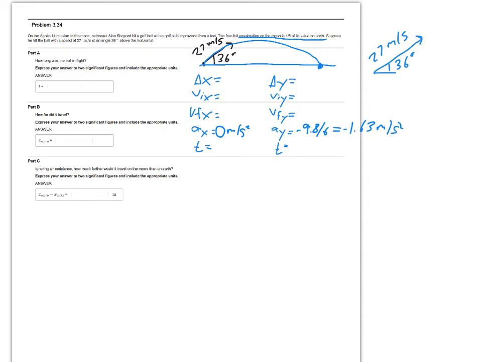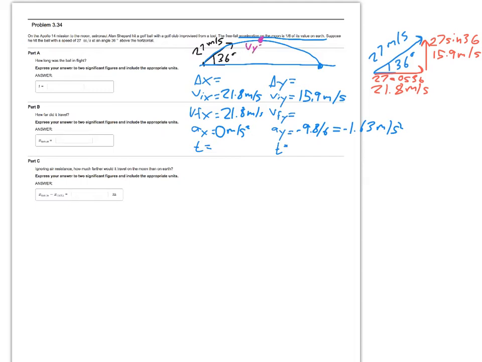I can go ahead and split that initial velocity, that 27 meters per second, up into its x and y components. So the x component is going to be 27 times cosine of 36, which gives me an answer of 21.8 meters per second. And my y component is going to be 27 times sine of 36, which gives me an answer of 15.9 meters per second. Now that I have that all set up, I need to think about my concepts. I know at the peak my Vy is 0 and my time is half the total time.